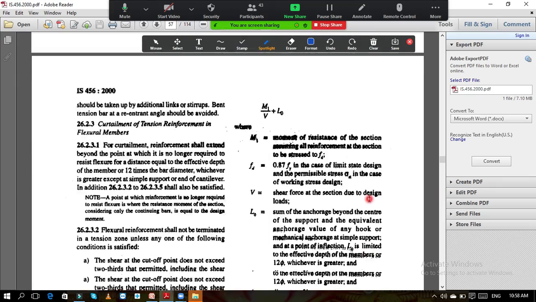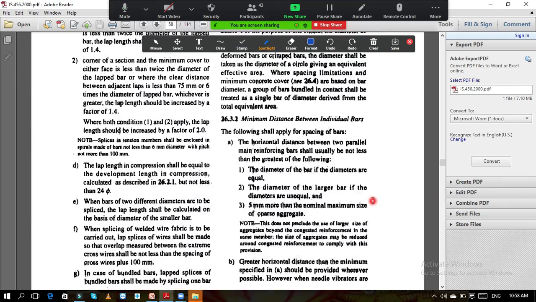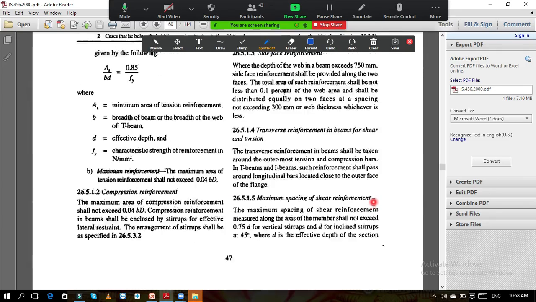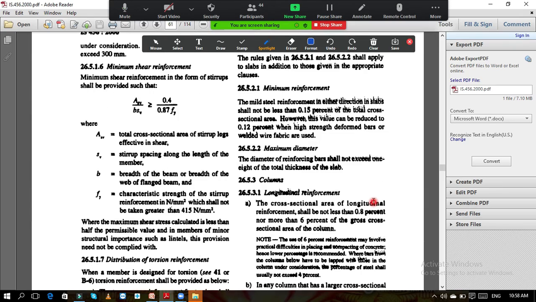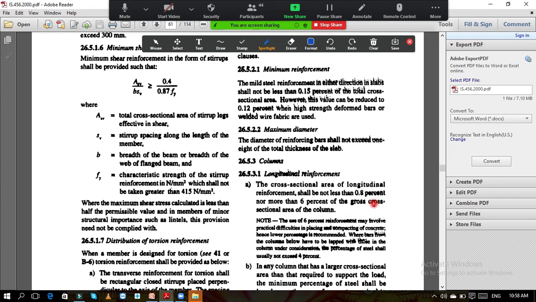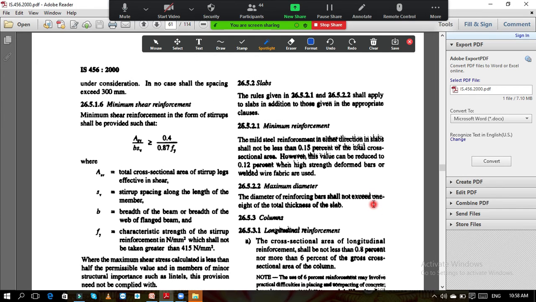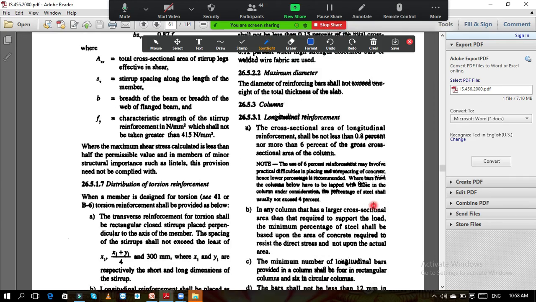Now we will go to page number 48. I am searching whether there is any formula, so that you should be aware of it. The minimum shear reinforcement for stirrups is given here: ASV upon B into SV should be greater than 0.4 divided by 0.87 Fy. These are the clauses of shear reinforcement.